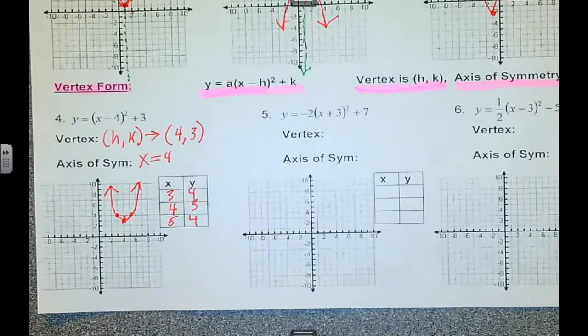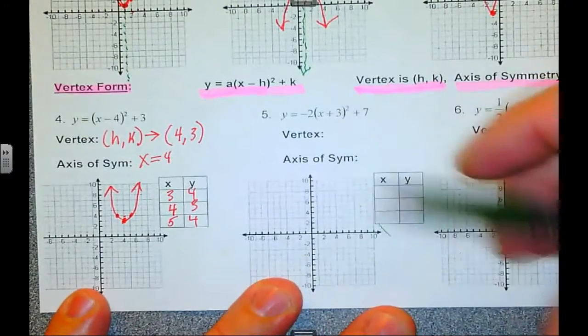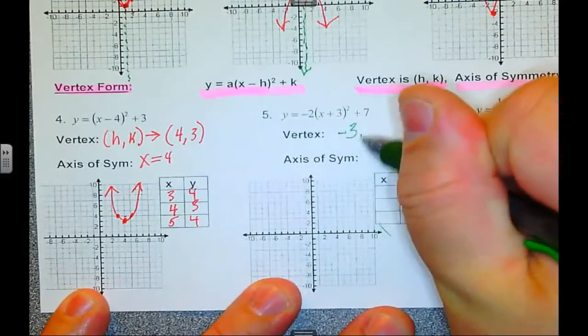Okay, number 5. What's my vertex? Yep, negative 3, 7. Good, Ariana.